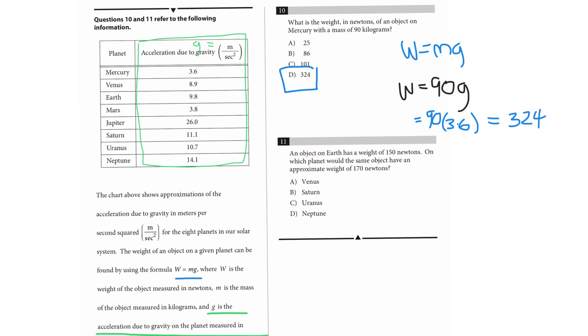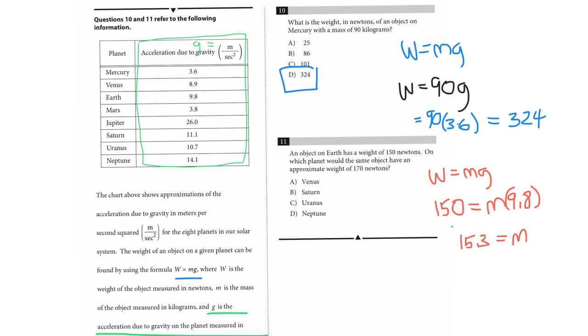For example, let's get the mass of this object. If we're going to use W equals mg, the weight would be 150, and the mass we don't know yet, but we certainly should be able to figure out what g is because this is an object on Earth. According to the chart, Earth corresponds with a g of 9.8, so that's going to be m times 9.8. Now, that is most definitely enough information to find out what m is. We're going to divide both sides by this 9.8, and that would give us approximately 15.3.